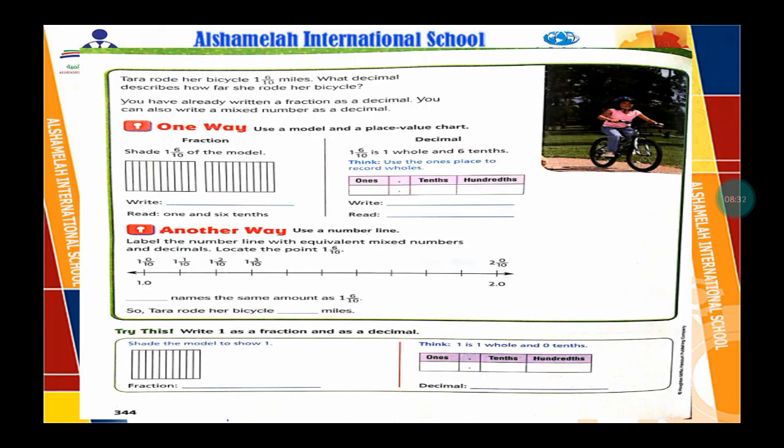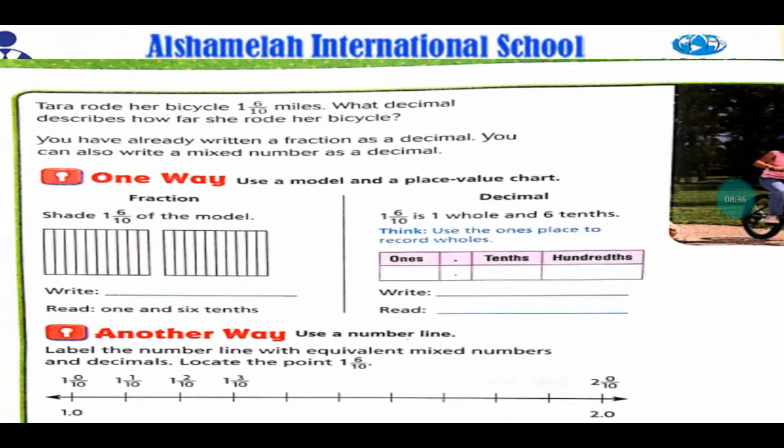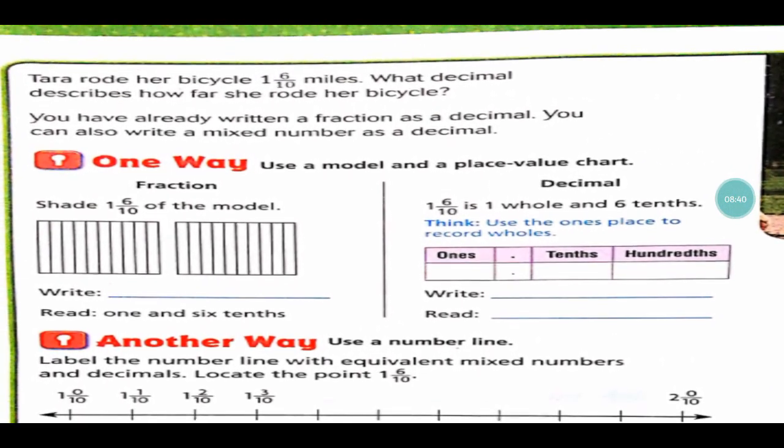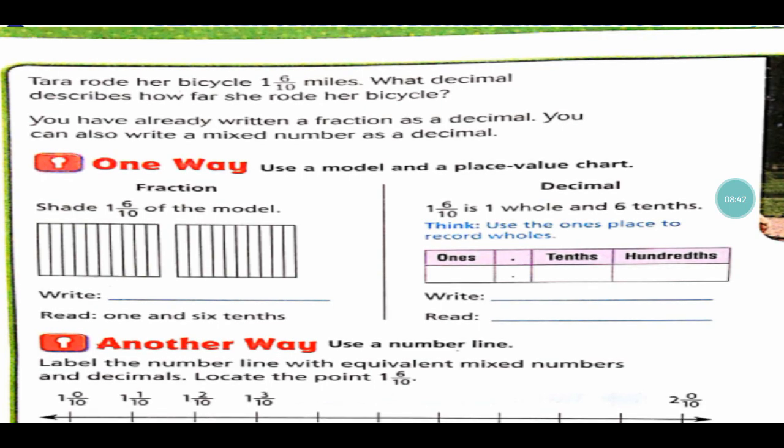Okay, next page here. Tara rode her bicycle 1 6/10 miles. What decimal describes how far she rode her bicycle? You have already written a fraction as a decimal. Okay, now how can we write a mixed number as a decimal?